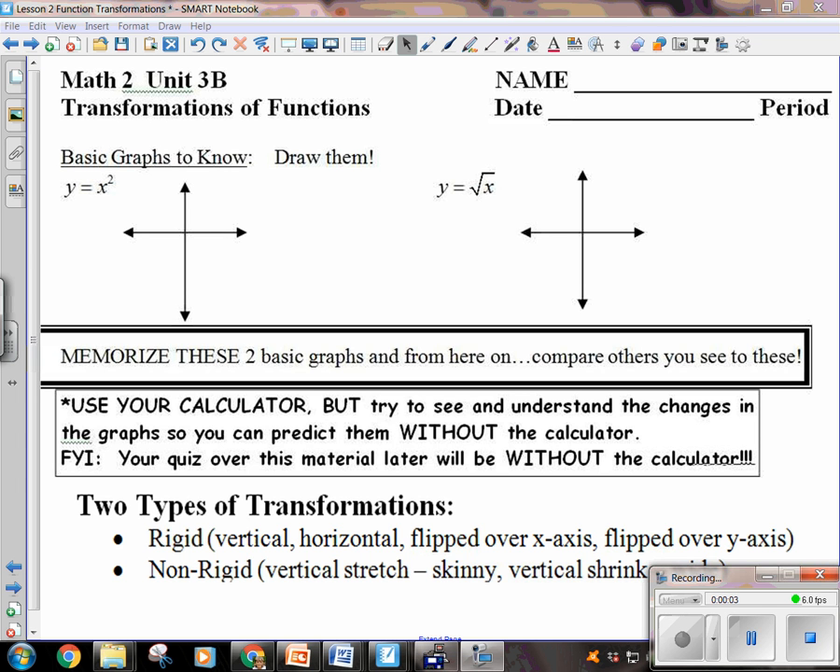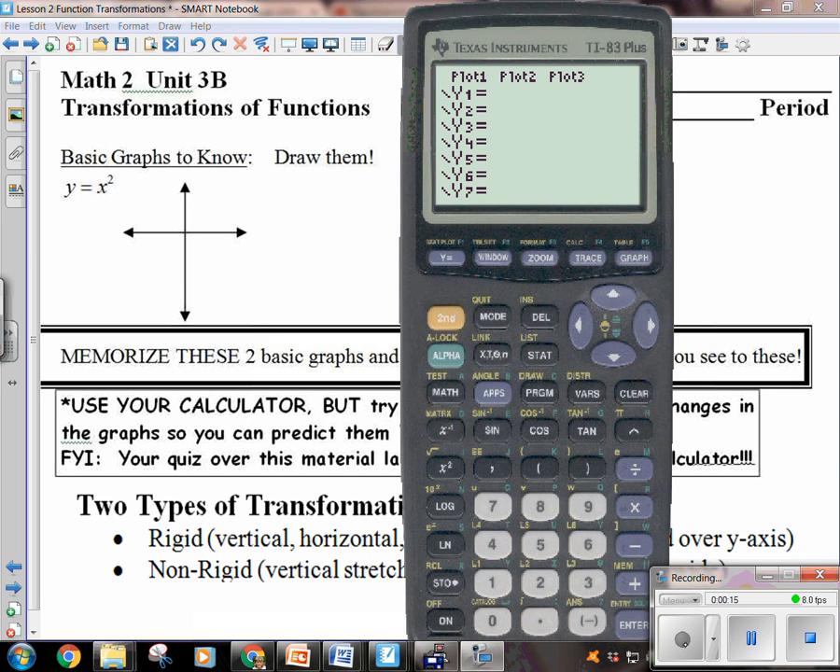Okay, this lesson is on transformations of functions, and we're basically going to focus on two particular functions. So if you would take out your calculators and have those ready, first thing we're going to do is go to y equals. Okay, go to y equals, and we're going to type in x squared.